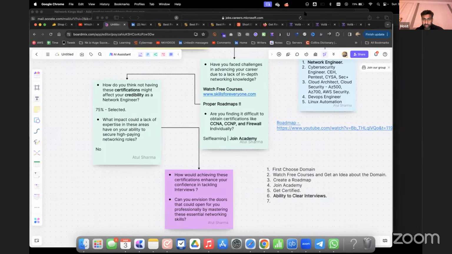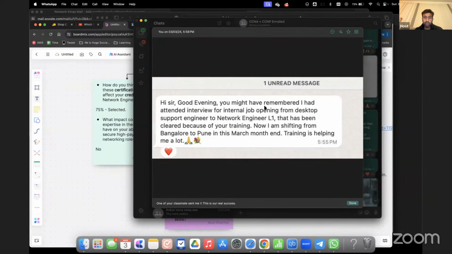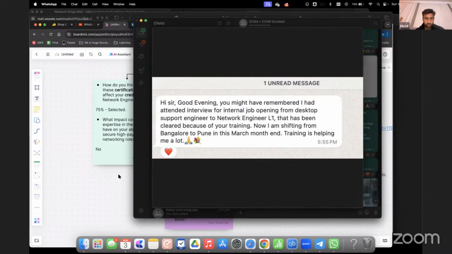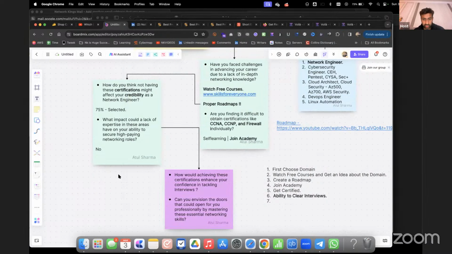Recently one of my students in my current batch sent me this WhatsApp message today. Sir, hi, good evening. You might remember I had attended an interview for an internal job opening from desktop engineer to network engineer. It is definitely tough to change the domain. But if you learn CCNA, CCNP very well, you can ask your company to shift you. So you can see, he went from desktop support engineer to network engineer L1. That has been cleared because of your training. Now I'm shifting from Bangalore to Pune at the end of March. So training is helping me a lot. This is just one story. We have thousands of stories like that.